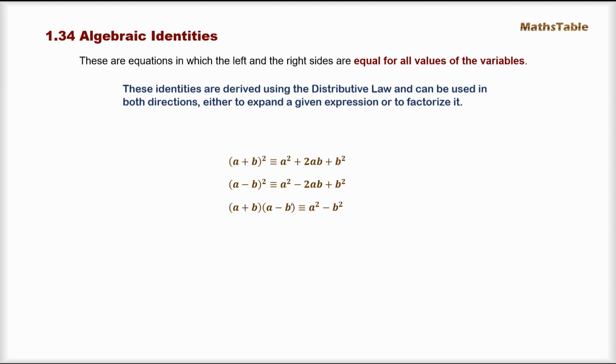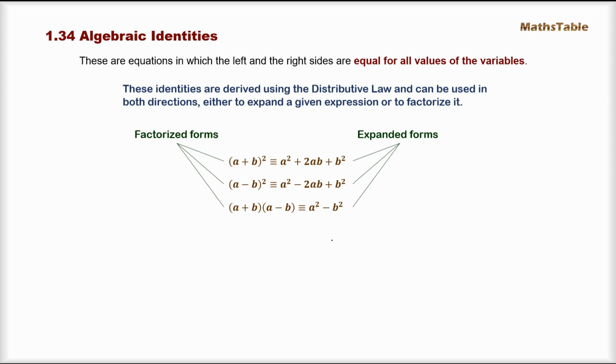Now, if we look closely, we can see that the left-hand sides of all these three identities are written in the form of multiplication of two brackets. Or in other words, the left-hand sides are all factorized forms, whereas the right-hand sides, in which the brackets are completely opened up, are the expanded forms of these three identities.